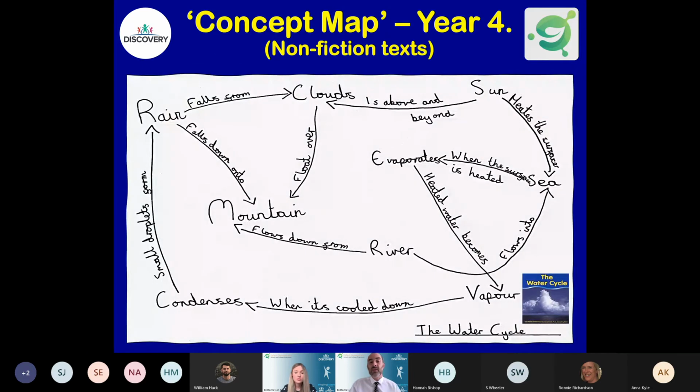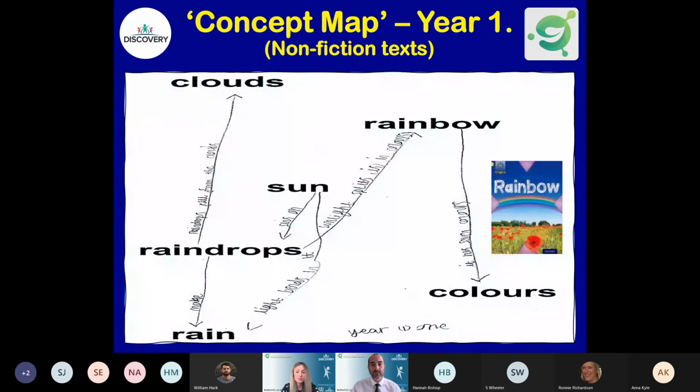These are concept maps. Again, you may have used these in science, but there's no reason why it can't be used in a reading context. So a Year 4 child here read as a class the water cycle, and then the keywords that were given by the teacher, they had to find connections. So the connections between rain and mountains, the connections between condensing and vapor, between clouds and the sun, and they just had to connect those words with the learning that they'd acquired from their reading.